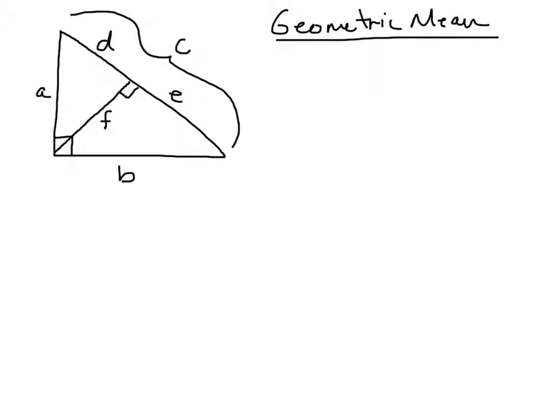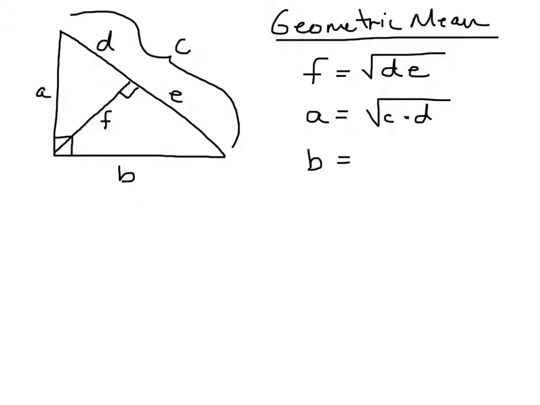Okay? What the geometric mean says is I can find any one of these sides as long as I have two of the sides. So here's how we're going to calculate this. To find side F, it's going to equal the square root of D times E. To find side A, it's going to equal the square root of side C times side D. And if I take side B, this is going to equal the square root of side C times side E.